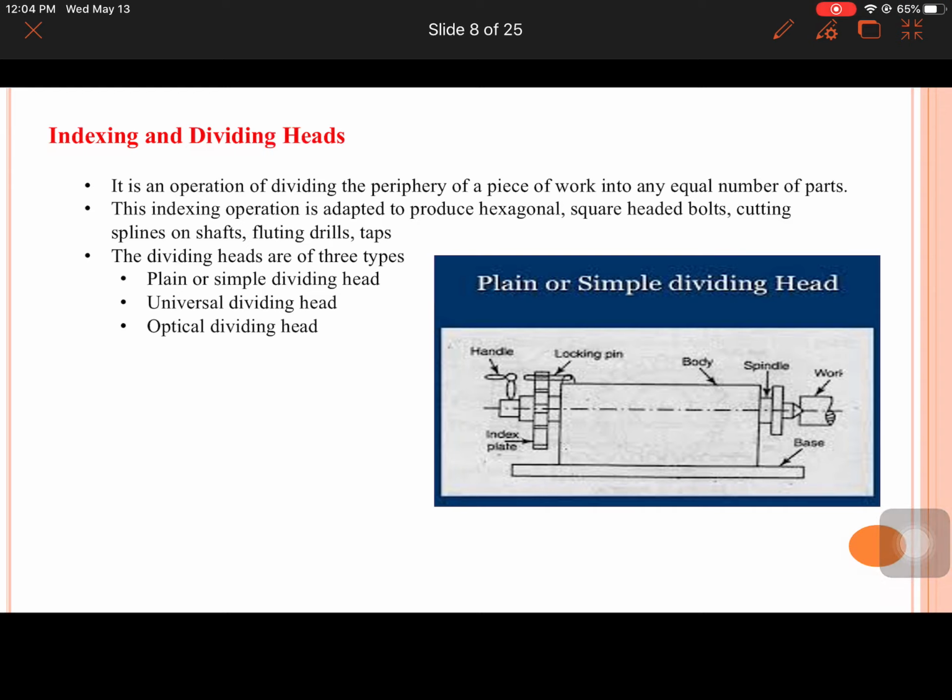Good morning friends. In this video I would like to discuss the topics related to the indexing mechanism and different types of indexing heads and the methods related to the indexing. First, let us start with what is indexing.